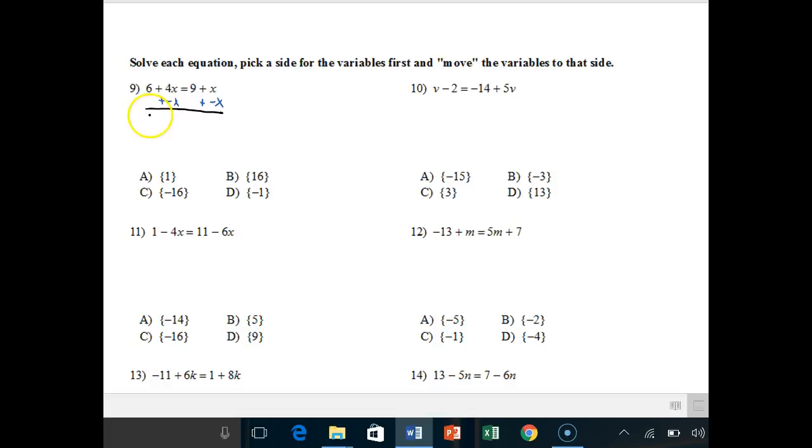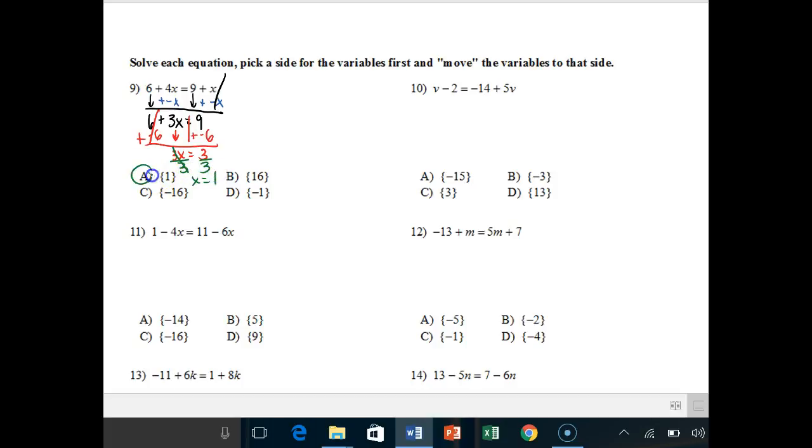Everything gets dropped down, so I have 6 that gets dropped down plus 3x equals 9, and those cancel out because they're 0. And now we just look, it's a two-step equation. You know how to do these. You should be able to do these in your sleep by now. Add -6 to both sides. That cancels out because it's 0. We drop down 3x is equal to 3. And then we divide both sides by 3. Cancels out.